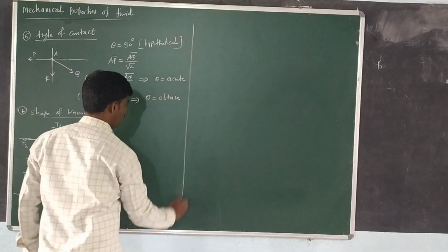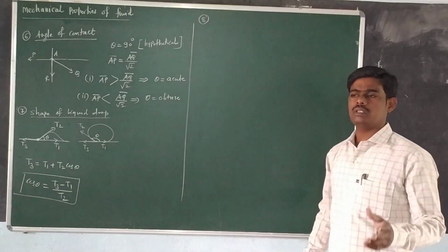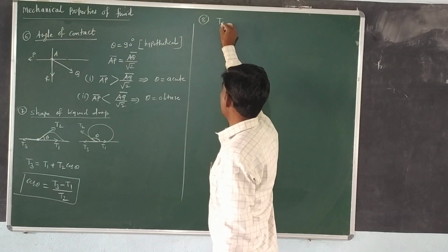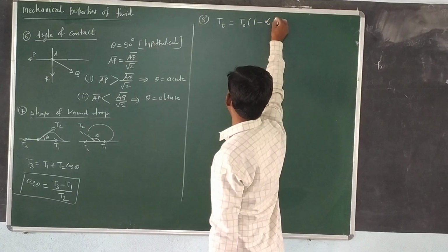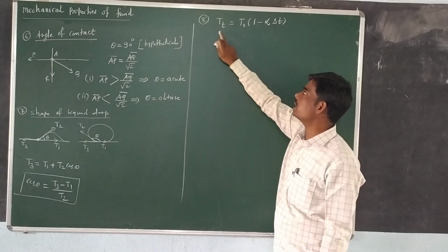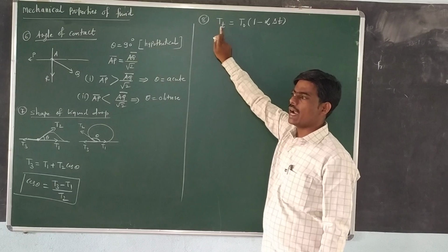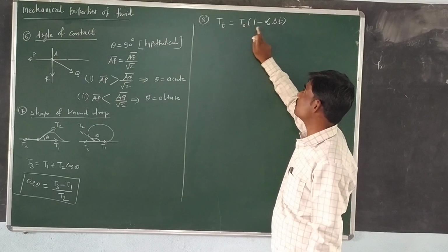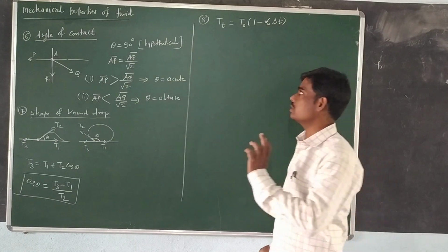Then the eighth formula, regarding the relation between surface tension and temperature. Remember, surface tension at temperature T is equal to T0 minus alpha delta T. The terminology should be clear here. T_T means surface tension at temperature T, T0 means surface tension at 0 degrees Celsius, alpha is the coefficient, and delta T is the difference of temperature.